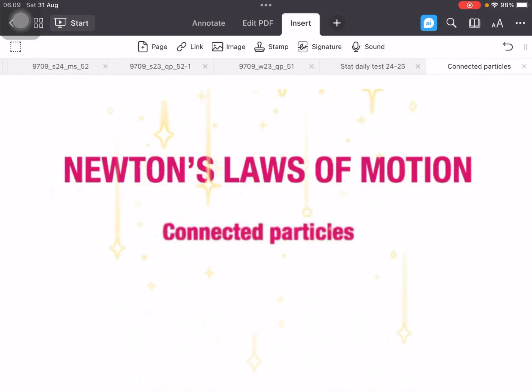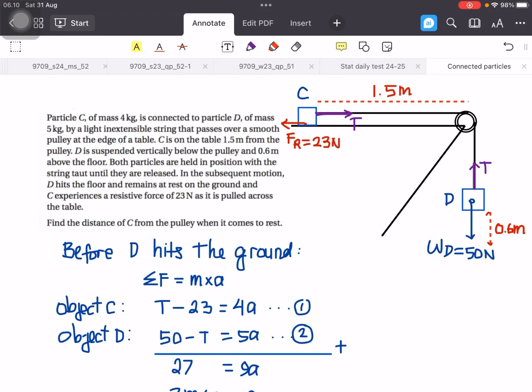In this video, we are going to discuss questions related with Newton's law of motion and connected particles. So this is the first question.